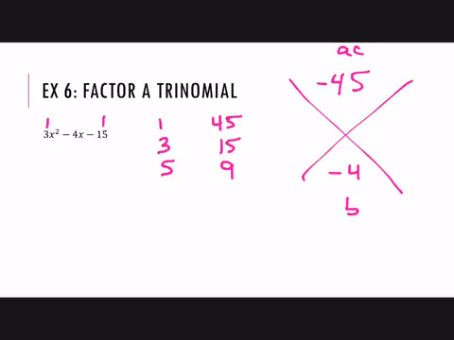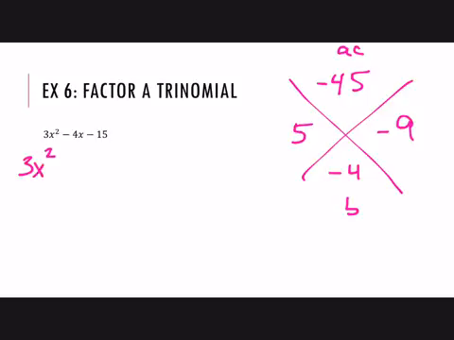Okay, so one of them needs to be negative, so which one of these will add up to -4? All right, well, it's going to be this one, as long as we make the 9 a negative. So 5 and -9 add up to be -4, and they multiply to be -45. Okay, so let's go on to the next step. Copy down the first and last terms, but then instead of -4x, I'm going to rewrite that as 5x and -9x.